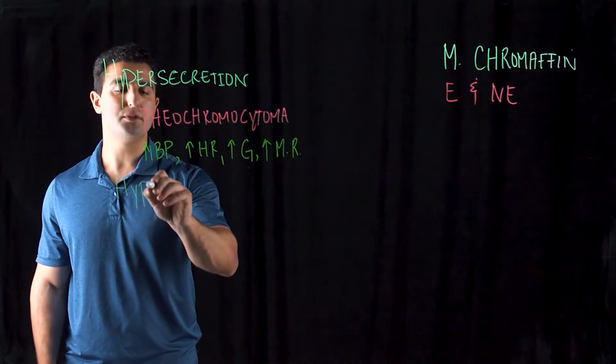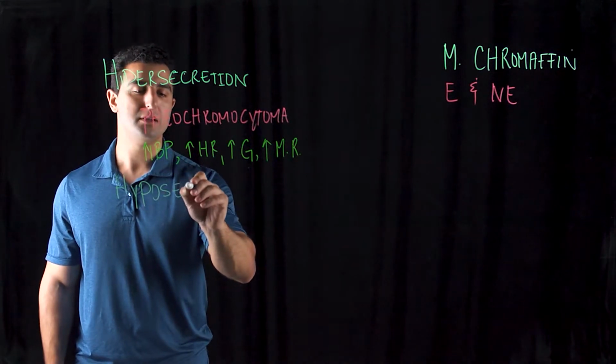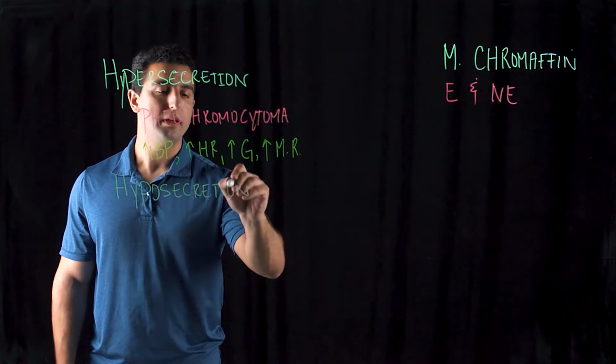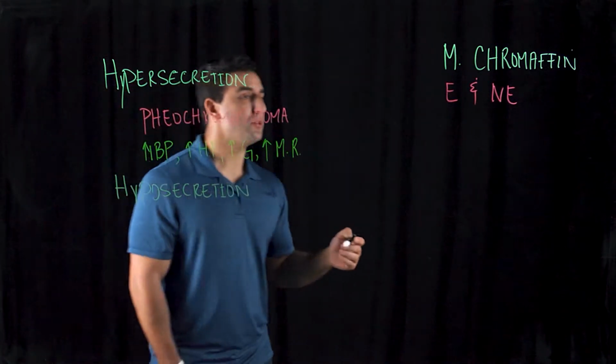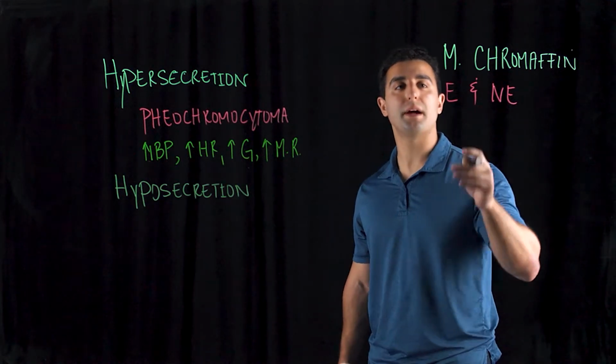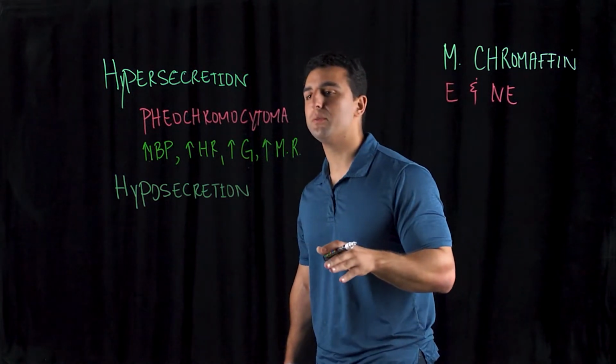Vice versa, we can look at hyposecretion. Hyposecretion is when your body makes too little, or nothing. This can also be due to some kind of medullary tumor that can block the actual production of it, or some kind of autoimmune disease that destroys the adrenal medulla.